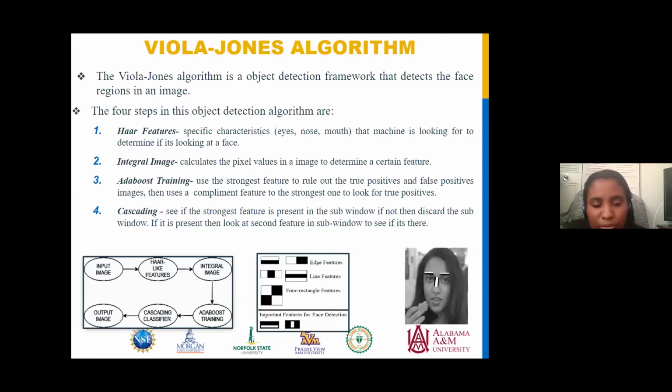And then the fourth step is cascading. So what you're doing here is just seeing if the strongest feature is present in the sub window. If it's not, discard it. If it is, then keep looking to see if the second best feature is in the sub window. And now my partner Brielle will talk about YOLO.